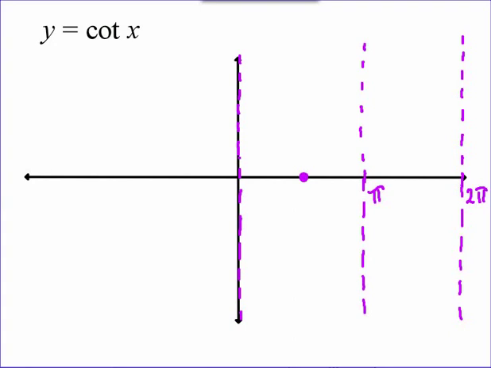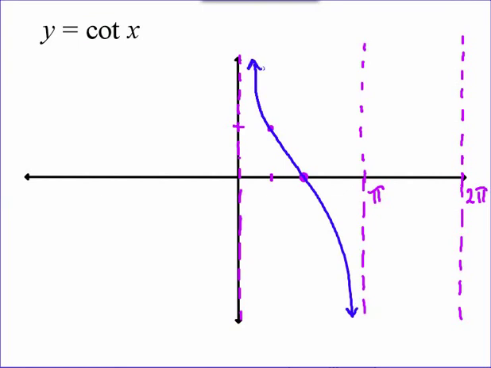Okay, so now I need to figure out which way it is going to open. Is it going to go high to low or low to high? In order to do that, I need to pick a value between 0 and 90. Between 0 and 90 would be pi over 4, or 45. So what is the cotangent of 45? 1. Good. So here's 1. So we can guess that our graph is going to look like what? Oops, that was bad. Let's try that one again. There we go. High to low.